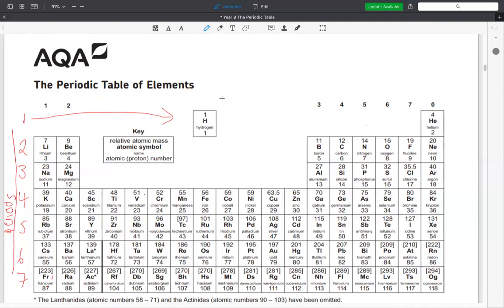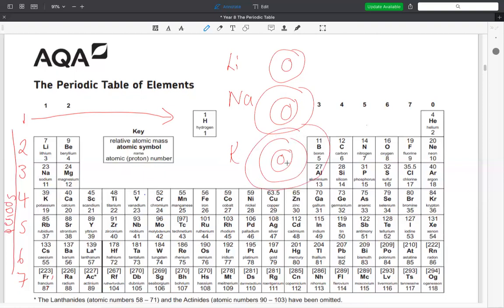So hydrogen just has 1 shell. Lithium will have 2, so it will have 1, 2. Sodium will have 3, so 1, 2, 3. And potassium will have 4. But because they're all in the same group, remember, they all have the same number of electrons on their outer shell. So they're still going to have only 1 electron in that outer shell because they're in group 1, but the period number is just showing us the number of shells they have.